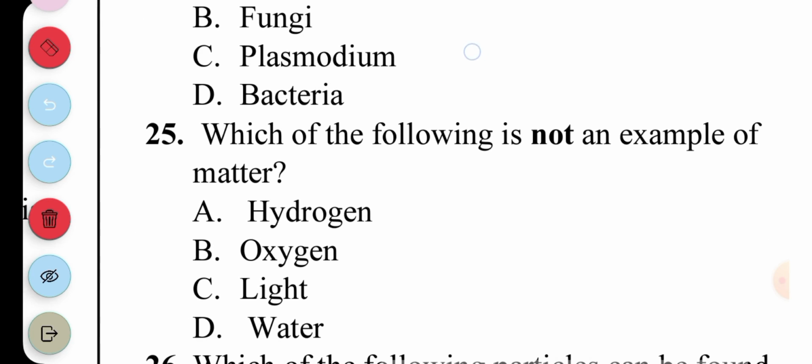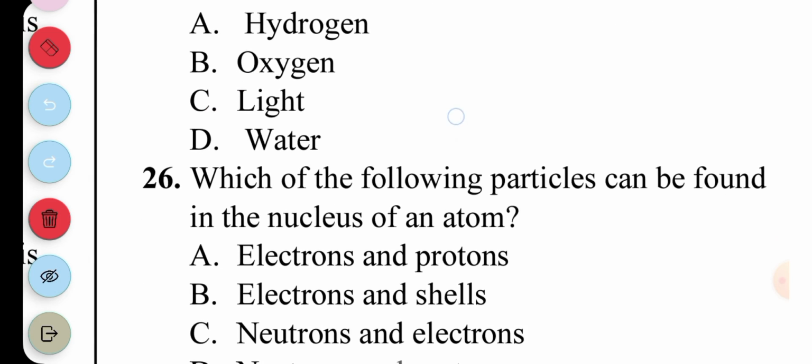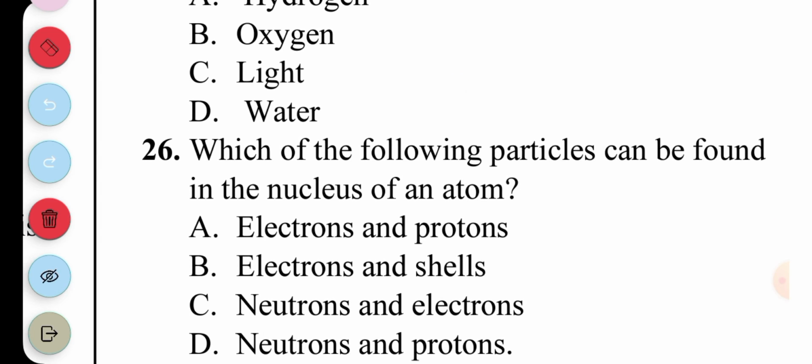25. Which of the following is not an example of matter? A, hydrogen, B, oxygen, C, light, D, water. Question 25 is C, light. 26. Which of the following particles can be found in the nucleus of an atom? A, electrons and protons, B, electrons and shells, C, neutrons and electrons, D, neutrons and protons. Answer to question 26 is D, neutrons and protons. It's found in the nucleus.